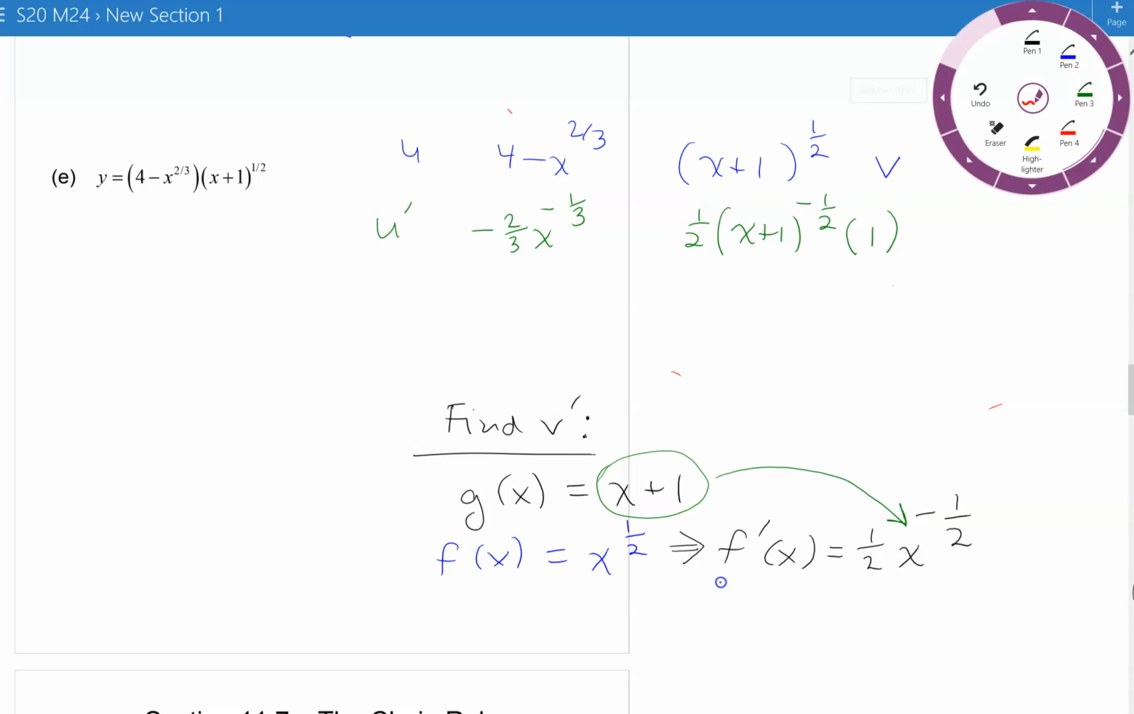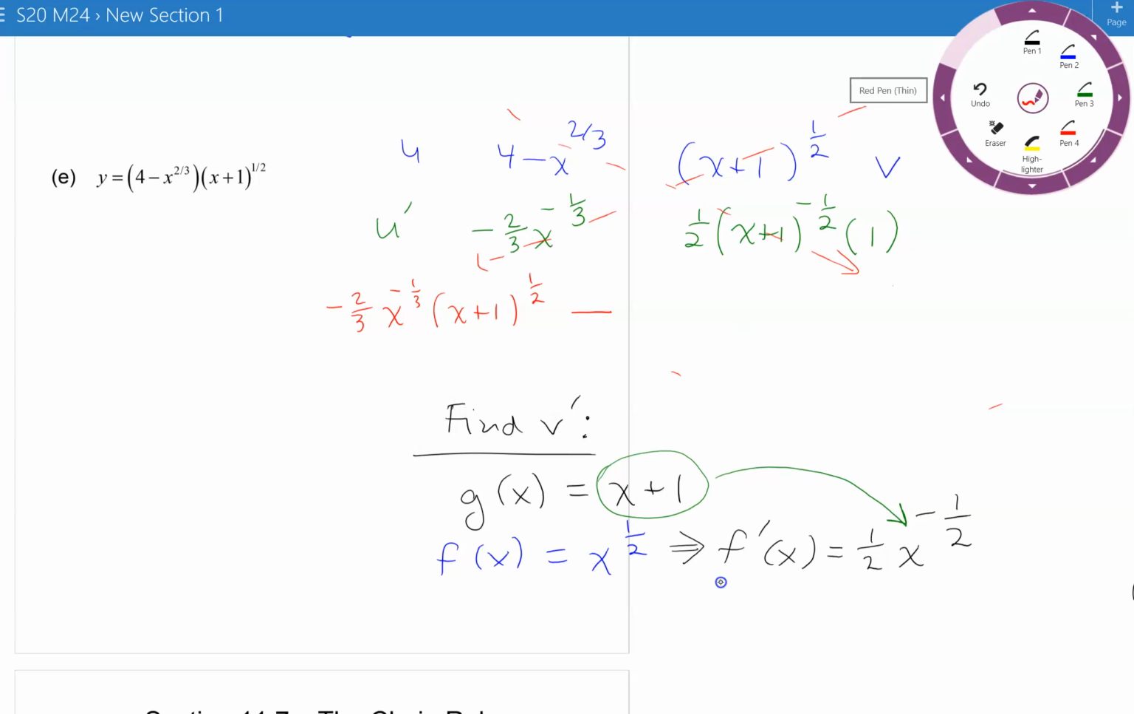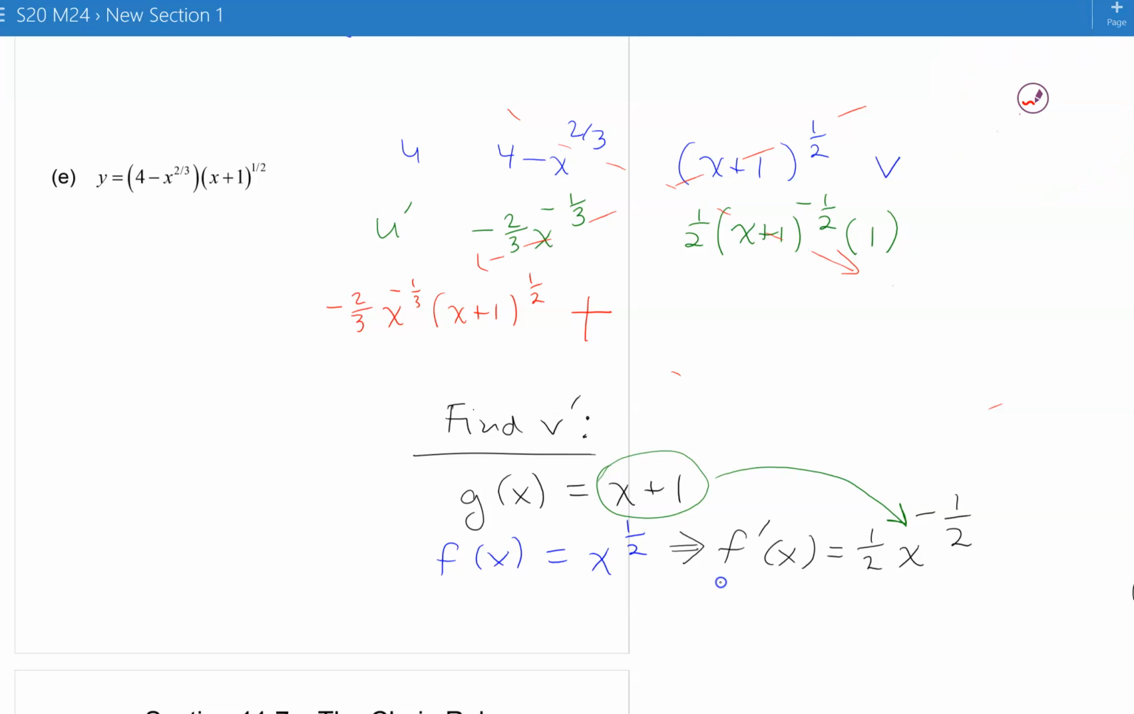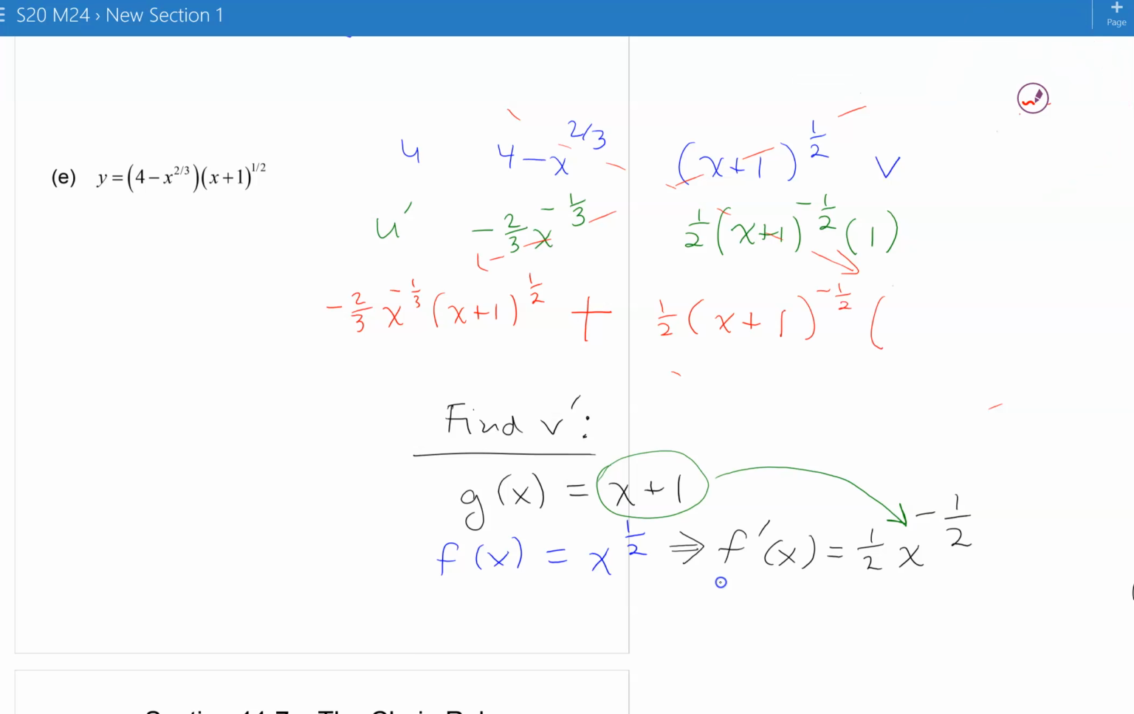Okay, then let's do our crisscross multiply. So I'm going to have negative 2/3 x to the negative 1/3 times x plus 1 to the 1/2, plus 1/2 times x plus 1 to the negative 1/2 times 4 minus x to the 2/3.